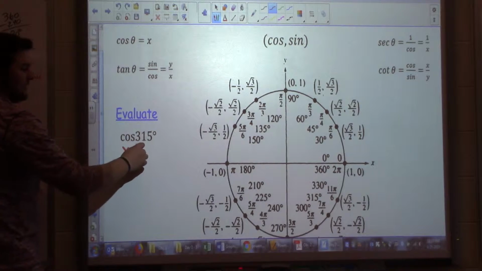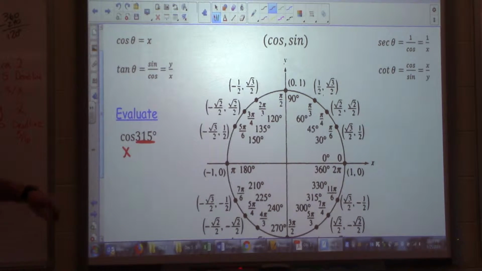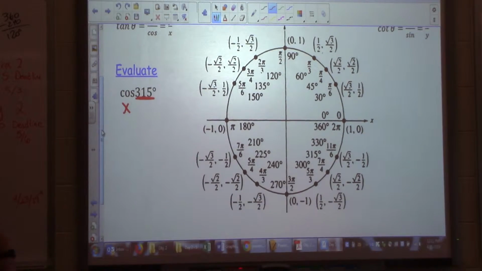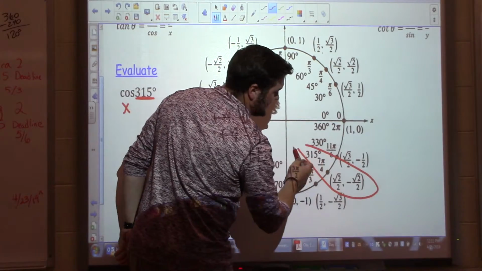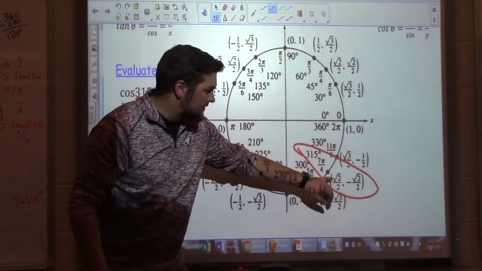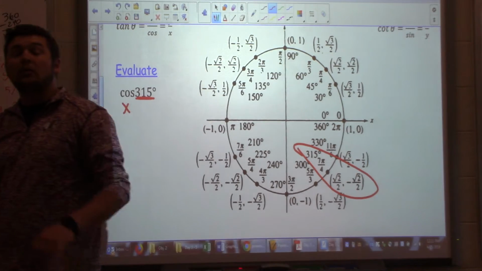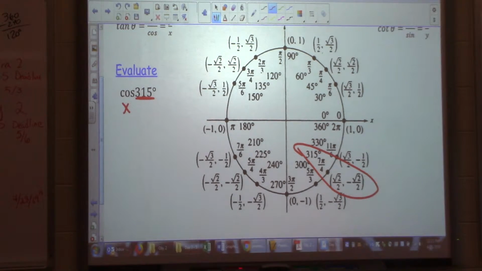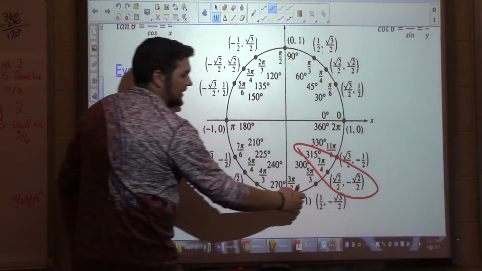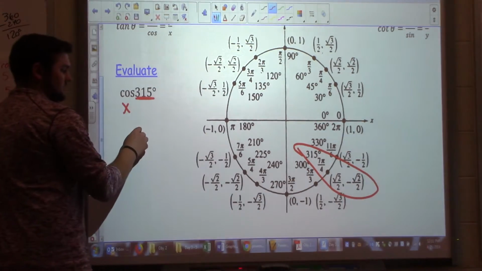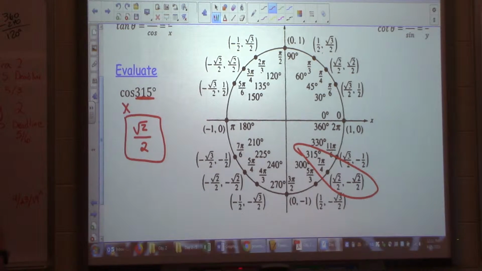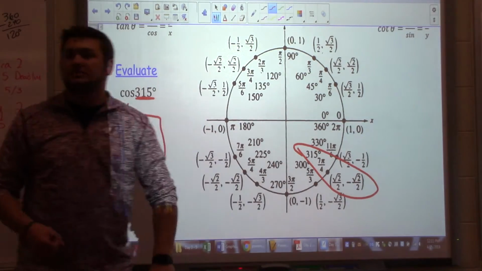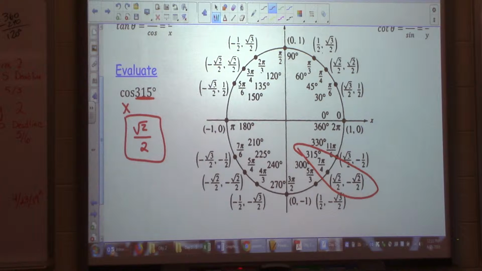I'm looking at 315 degrees. Now, I'm going to circle this on my unit circle. You cannot circle it on yours. So at 315 degrees, I'm using this one right here. 315 is with this x and y coordinate. Which one did I say I was looking for? X or y? X. So my x coordinate at 315 degrees is square root of 2 over 2. That's my answer. That's it. So the x value at 315 degrees is square root of 2 over 2. That's easy, right?